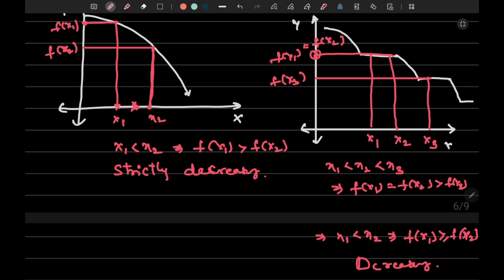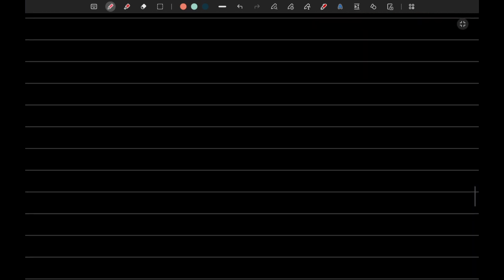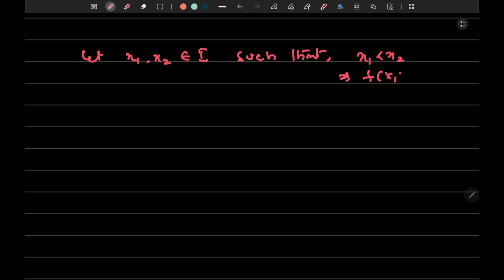Now, this is the standard condition. Here I am writing whatever the four formulas I said. Let x1, x2 be two elements in the given interval, any interval I, such that x1 is less than x2. That implies f of x1 is less than f of x2. Then f of x is strictly increasing.